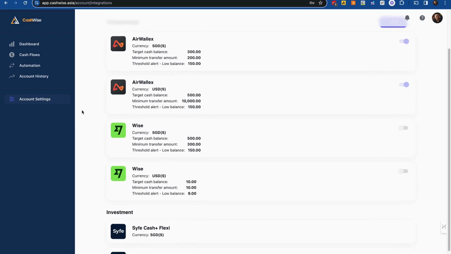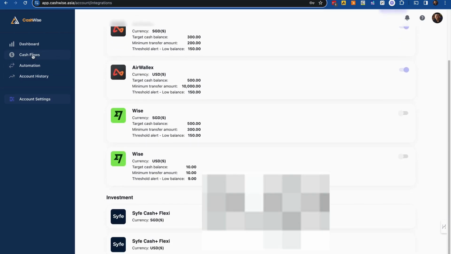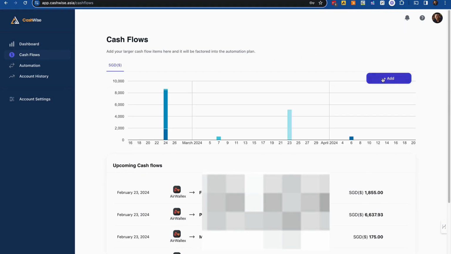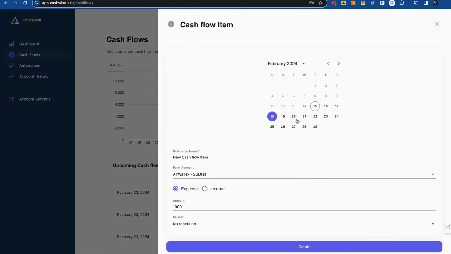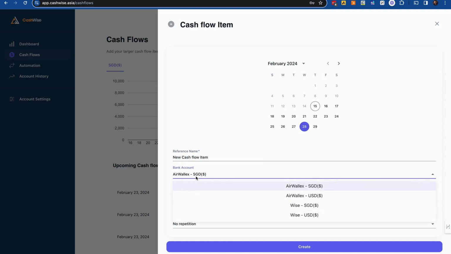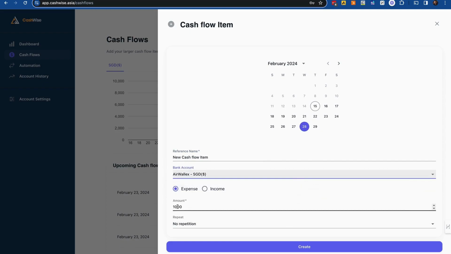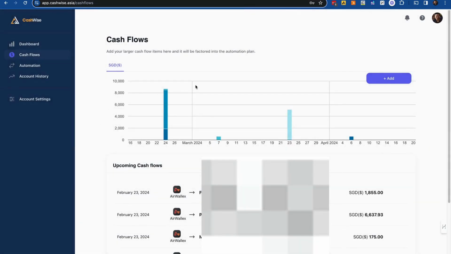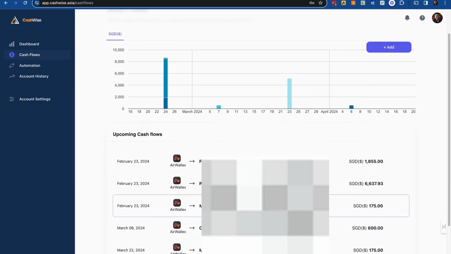After adding your accounts, you can go right to cash flows. Here you can schedule transactions in advance, select certain dates, select the accounts, provide amounts as well as repetition, and this will add it into your list of cash flow items. The chart here displays various expenditures or revenues going forward in time, and the physical detail items are below.